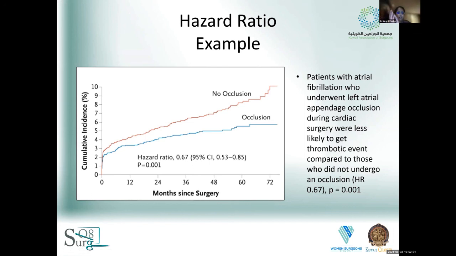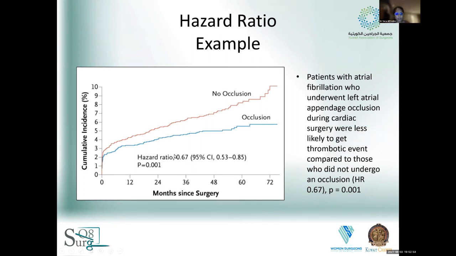So this tells you, okay, there's a difference between these 2 groups. So this is from an article in the New England Journal of Medicine where patients with atrial fibrillation either underwent left atrial appendage occlusion during cardiac surgery or not. And then they looked at were they likely to get a thrombotic event or not. So in this case, the hazard ratio was 0.67.